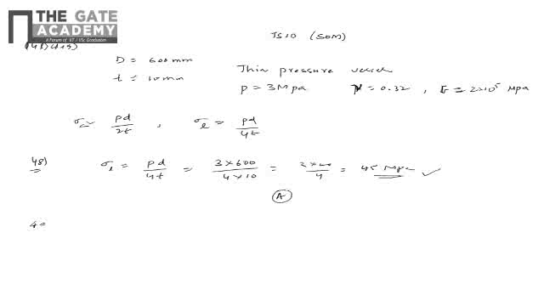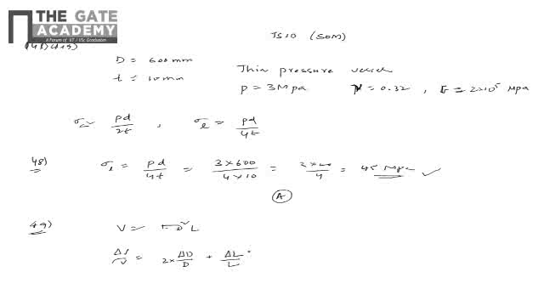Now for the 49th, what is asked is the volumetric strain. Now for this we need to see the volume. For a cylindrical shaped body, forget about whether it's a thin pressure vessel or not, the volume is pi d square L. So volumetric strain is given as two times the diameter strain plus the length strain, the strain in the length direction.